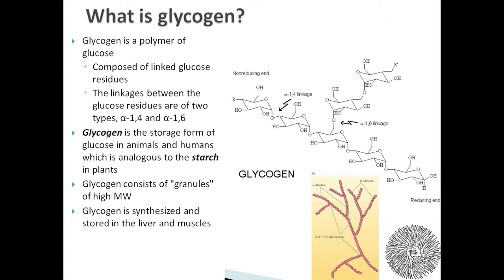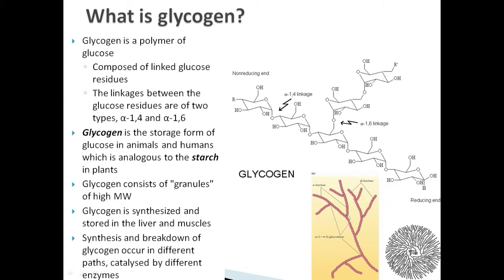So glycogen is synthesized and stored in the liver and muscles. Glycogen in the liver is very important as a source of providing glucose when blood glucose levels become quite low, and of course glycogen in the muscle is very important when doing strenuous exercise. It allows it to be quickly mobilized and act as a source of energy.